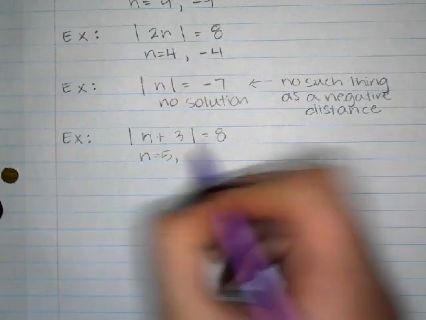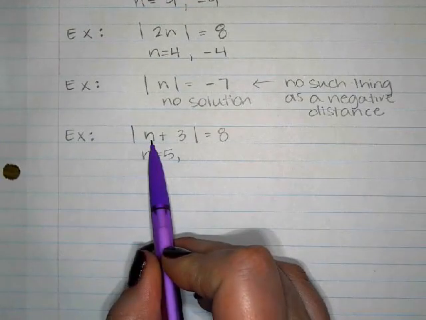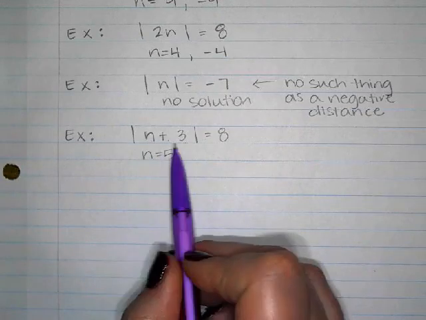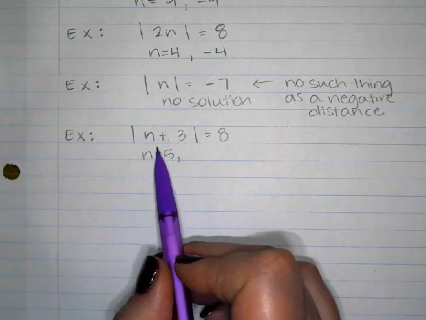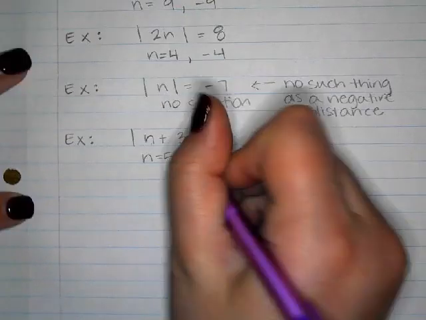Now, let's think of another number plus 3 where the distance could be 8. Another number plus 3, -11. Can everyone see how -11 would work? So if we did -11 plus 3, what's negative 11 plus 3? Negative 8. And then that would be a distance of 8 spaces away from 0. Okay? So n could equal 5. It could also equal negative 11.